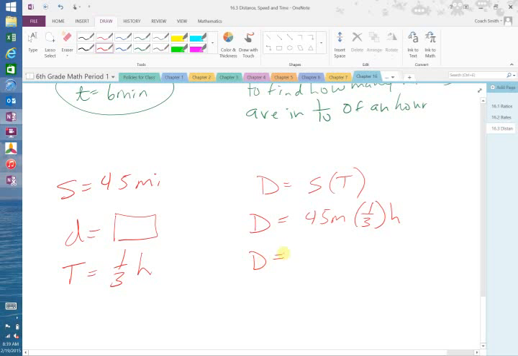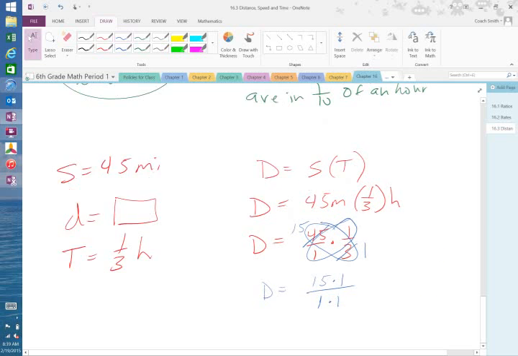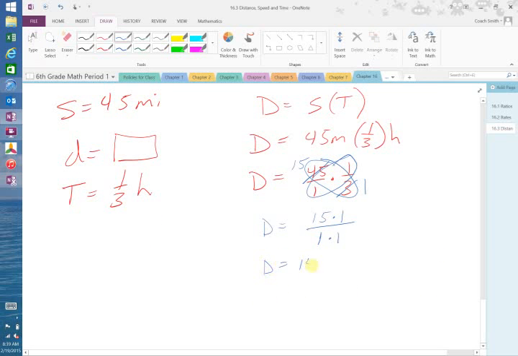Well, that means we do the Jimmy Neutron. 45 over 1 times 1/3. We look at Jimmy Neutron here and here. What common factor is between 3 and 45? 3 is the common factor. So 3 goes into 3 one time. 3 goes into 45 15 times. And so my distance is equal to 15 times 1 on top, 1 times 1 on bottom, which means distance is equal to 15 miles.